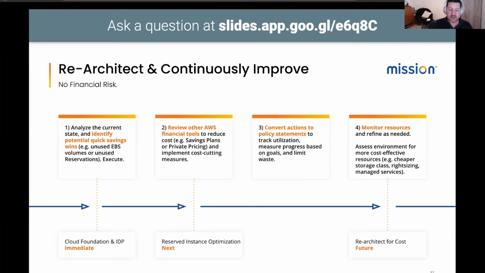Now, if you feel like you got it, that's awesome. If you feel like you need help, that's also awesome. So Cloud Foundation, IDP, Rio, and our managed DevOps service and cloud transformation services, we're happy to help. But if I had to give you advice, let's go to the next slide.